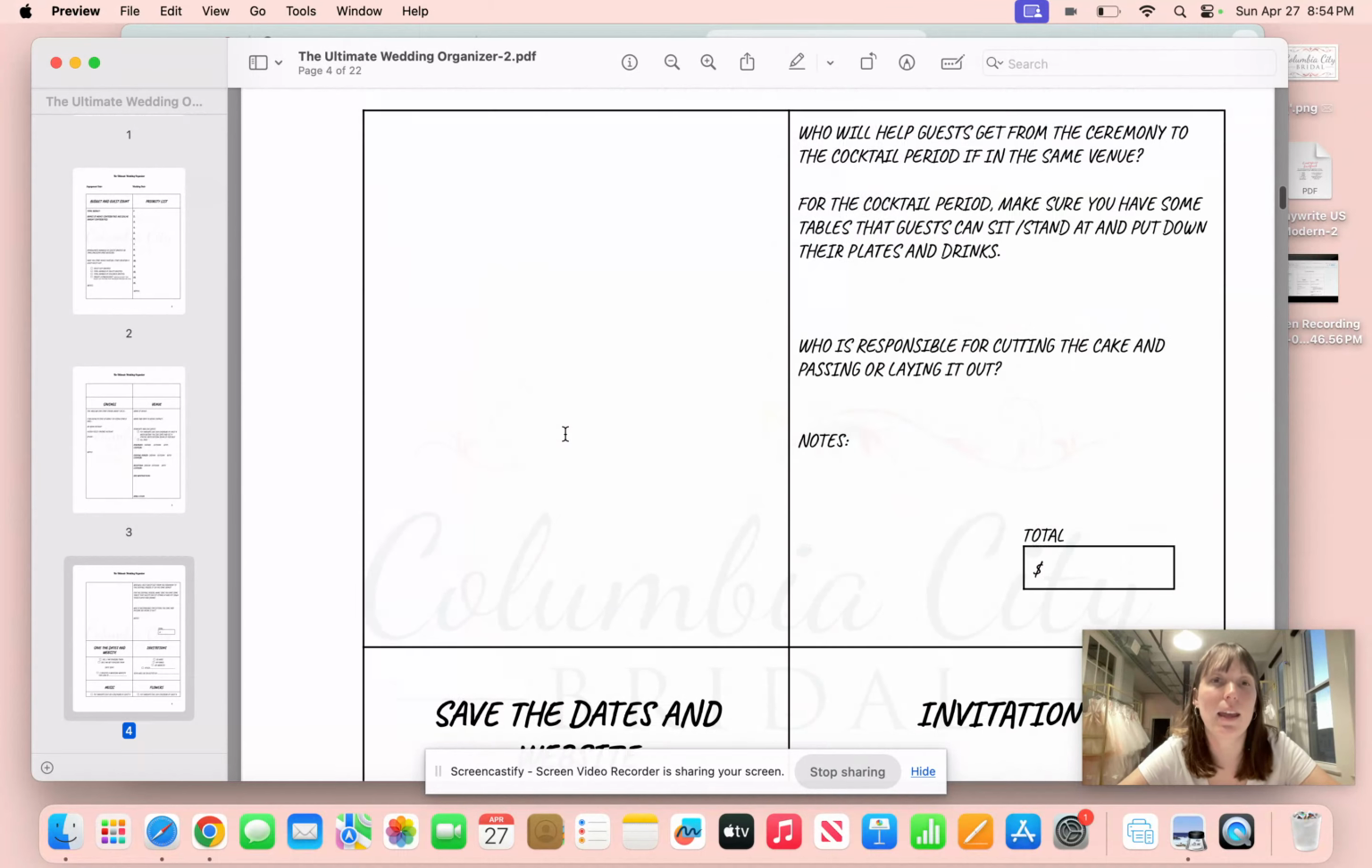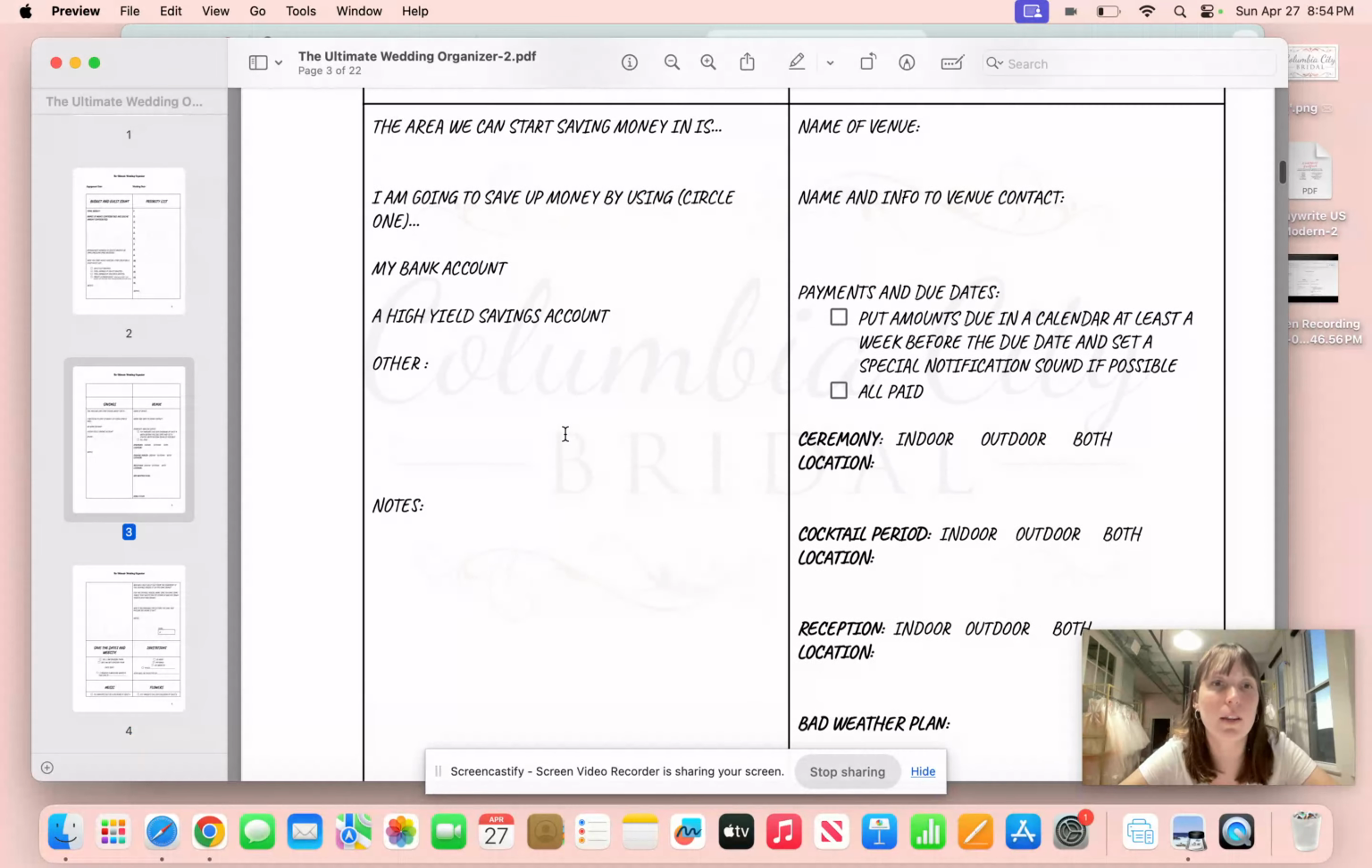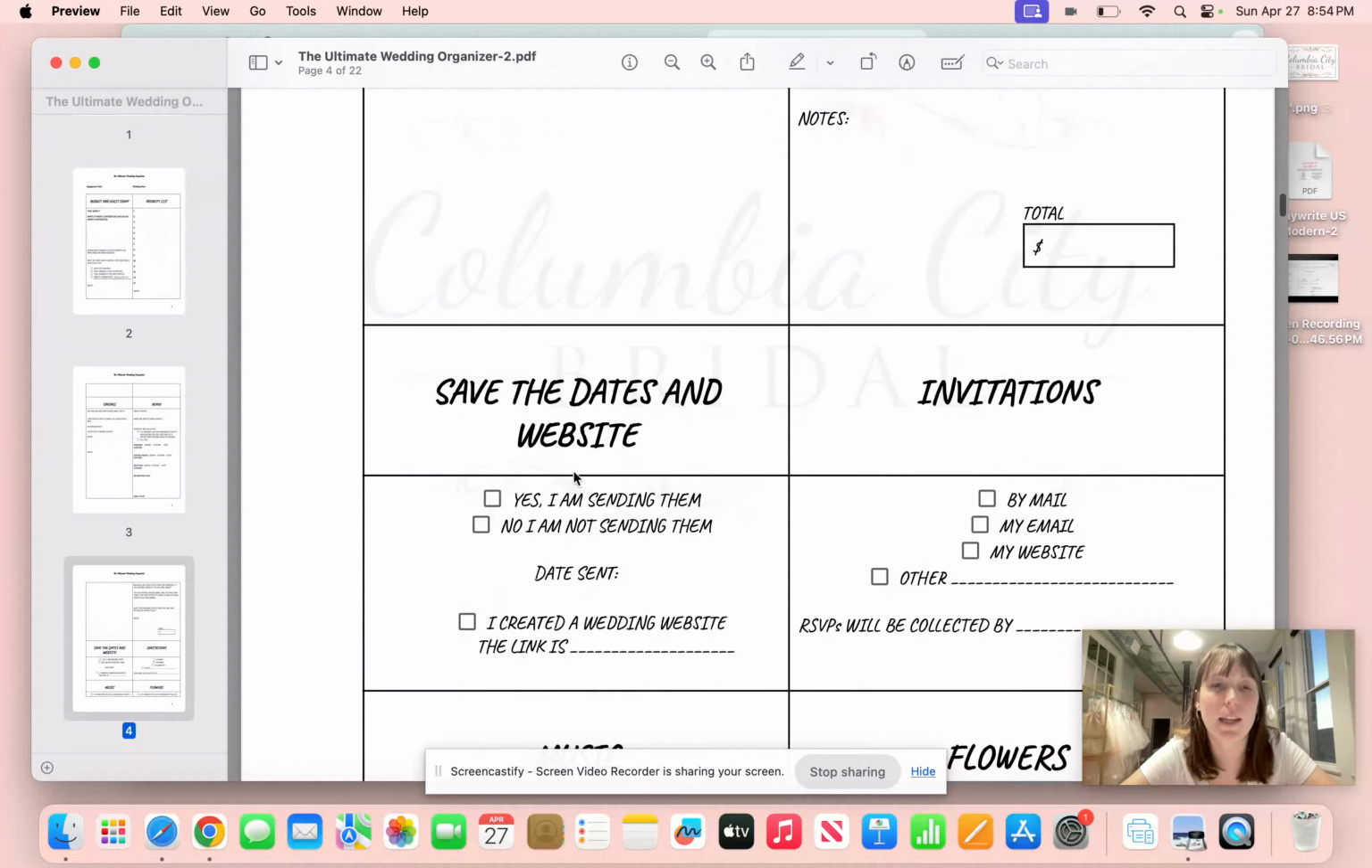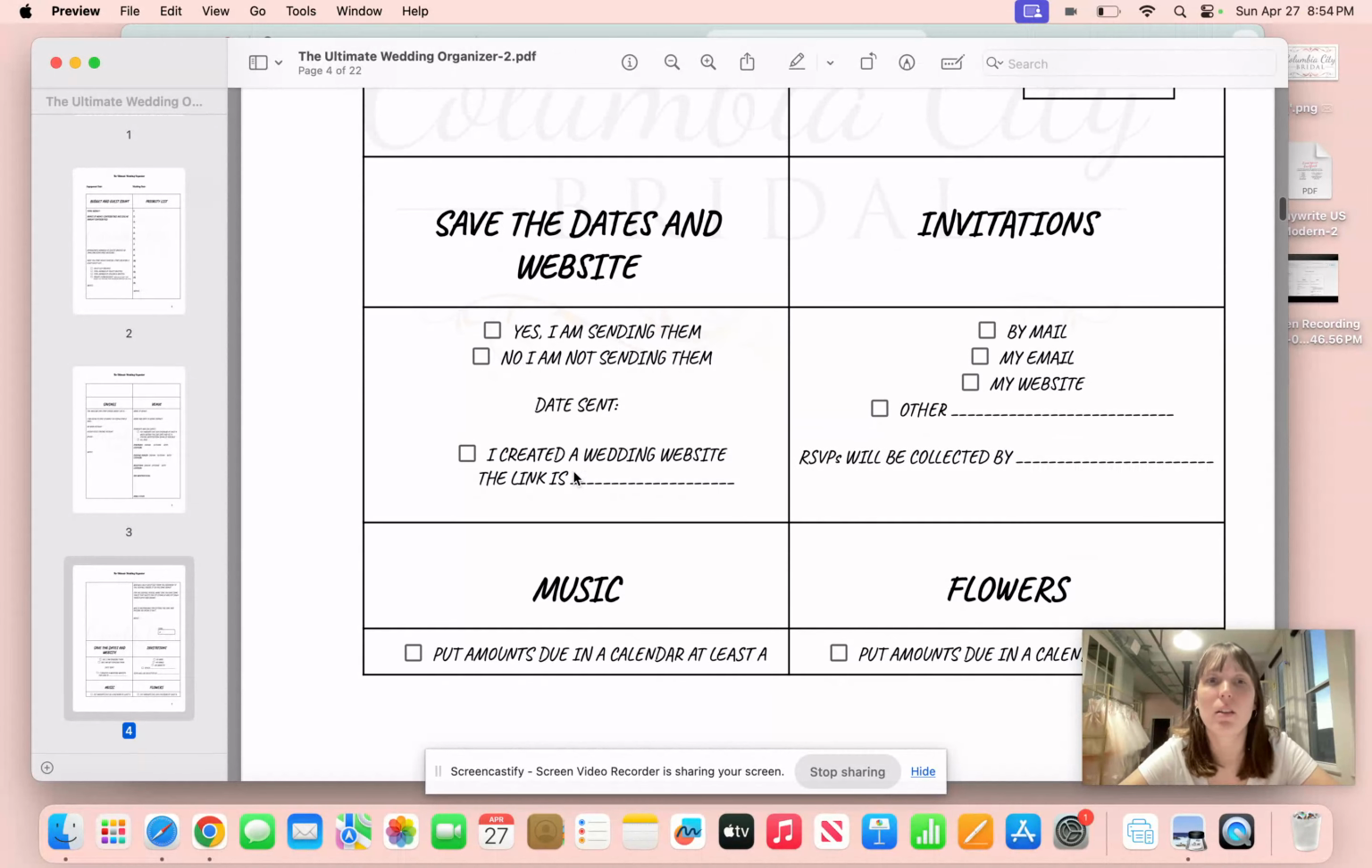Save the date and website. I think I went through this, right? Yeah. Okay. Save the date and website. So just things to think about, right? Invitation, same thing.